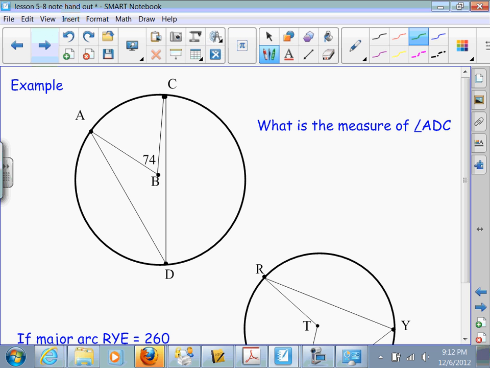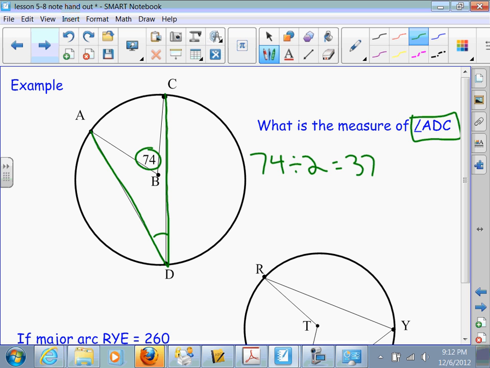I want to find the measurement of angle ADC. ADC is here. It is an inscribed angle. And what did we say we would have to do in order to go from the related central angle to the measurement of the inscribed angle? We would have to cut it in half. So what's half of 74? 74 divided by 2 is equal to 37 degrees. So this is 37 degrees.